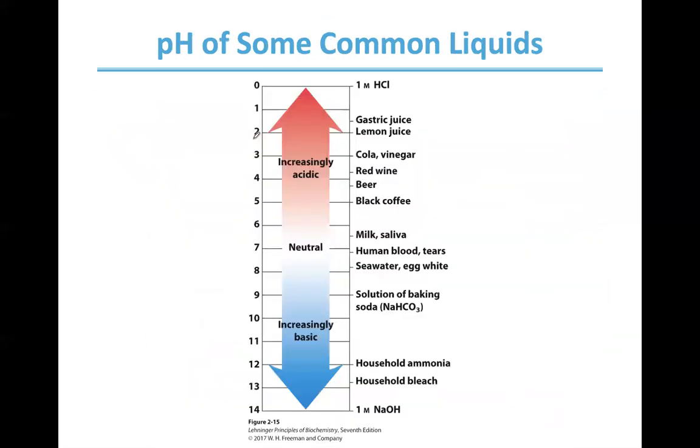All right, so you can look at these. These are the pHs of some common liquids we find at home. You can see coffee is quite acidic, right? So if you have some issues with stomach acidity, keep in mind that drinking coffee will make it worse. And beer too.